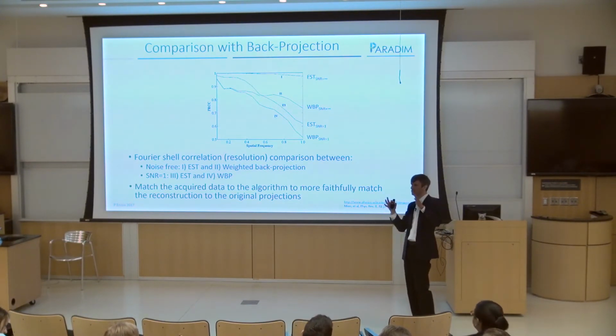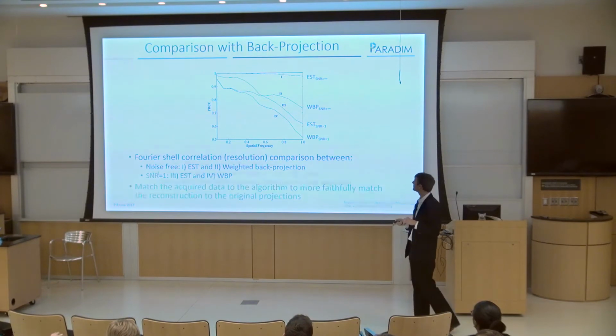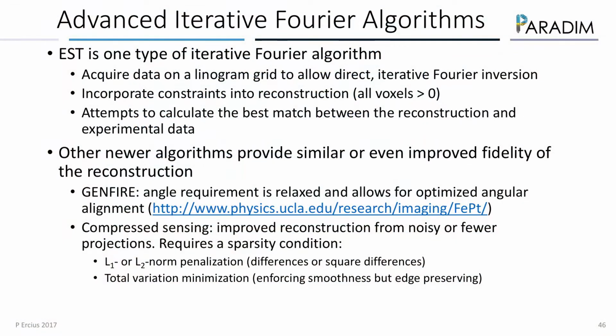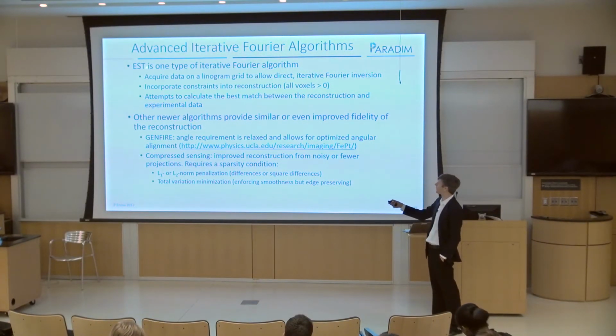It's not just because you take images at these different angles for equally sloped tomography. It's that you can then use that data in an algorithm and they match very well to each other, instead of trying to get around the problem with the sampling. Okay, so these advanced iterative Fourier algorithms, EST is only one type of these. There's many more, and we're even going beyond that now.